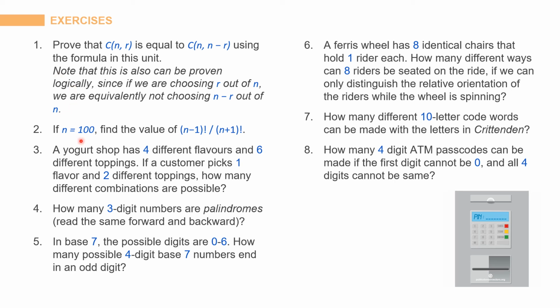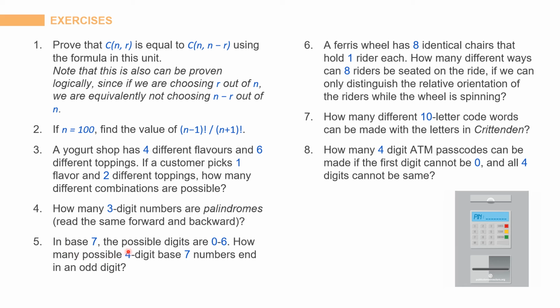The second exercise, if n equals 100, find the value of (n minus 1) factorial divided by (n plus 1) factorial. Third exercise, a yogurt shop has 4 different flavors and 6 different toppings. If a customer picks 1 flavor and 2 different toppings, how many different combinations are possible? 4, how many 3-digit numbers are palindromes? Remember, a palindrome is a number that reads the same forward and backward.